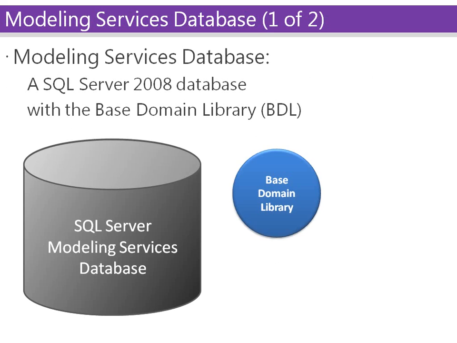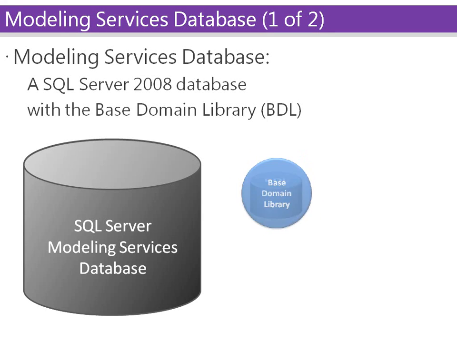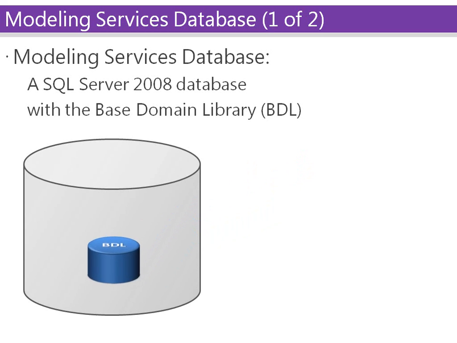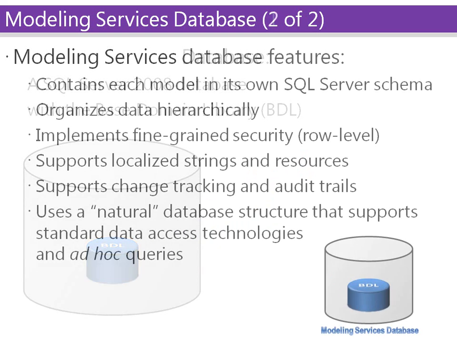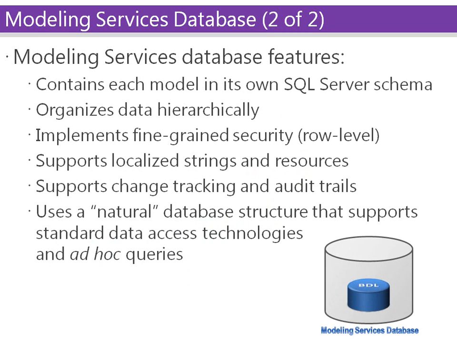The base domain library is a set of models in the database that supports the features of modeling services. The BDL is what distinguishes a modeling services database from just any other SQL Server database. Let's briefly review some of the features that the BDL supports. The modeling services database is designed to organize and manage multiple models in the same database. One way it does this is by using SQL Server schemas to contain each model's associated tables, views, and other database objects.